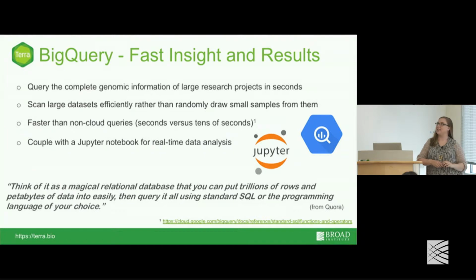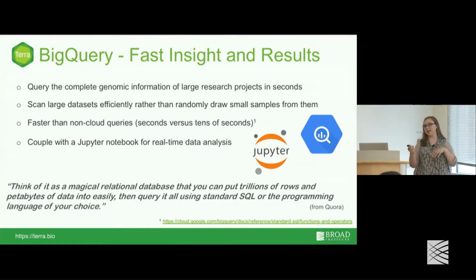One nice thing about BigQuery is that it allows you to get fast insight and results. Databases can be historically slow, especially if you're working on a really sluggish old machine like I did in college when I was trying to query a database. But in the cloud, you can query all this range of genomic information of these very, very large research projects in seconds. It's very efficient, and it's a better way of searching databases than simply drawing small samples and searching those at a time. It's faster than non-cloud queries on the order of seconds versus tens of seconds. And when you couple it with a Jupyter Notebook, you can do real-time data analysis on data that still lives in the cloud. So you're not downloading it to your local machine. You're still working with it where it lives.